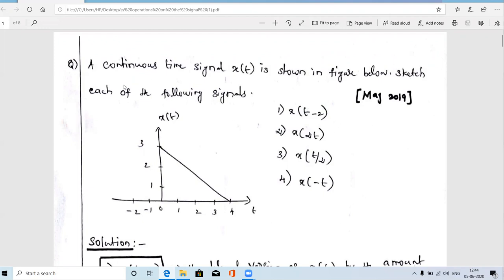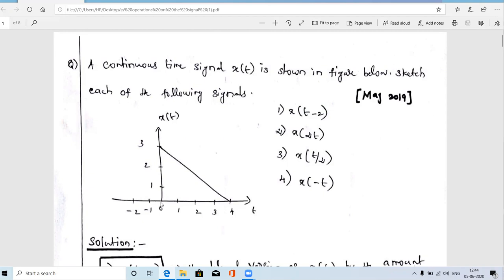So here the given problem is: a continuous time signal x of t is shown in the figure below. Sketch each of the following signals. So this is the given signal, x of t. The given signal is a continuous time signal. So you know continuous time. What is continuous time? That is, the signal x of t has a value at every instant of time.